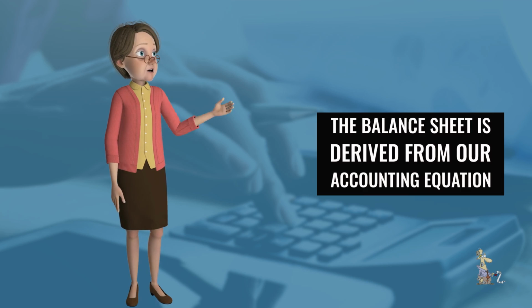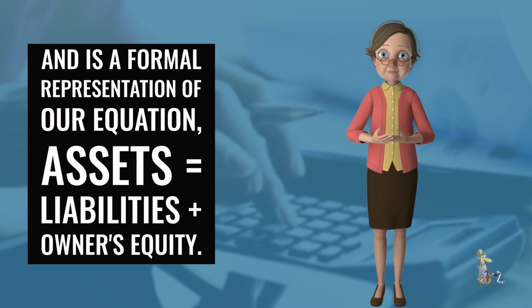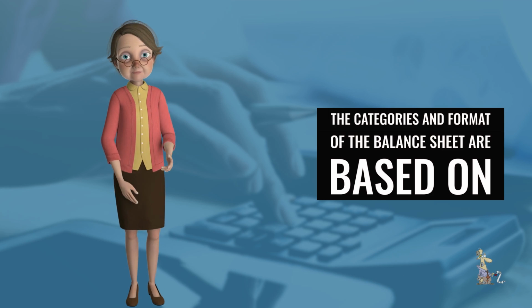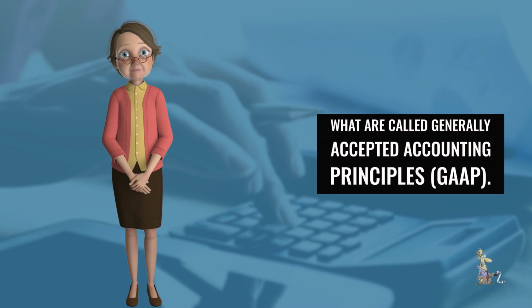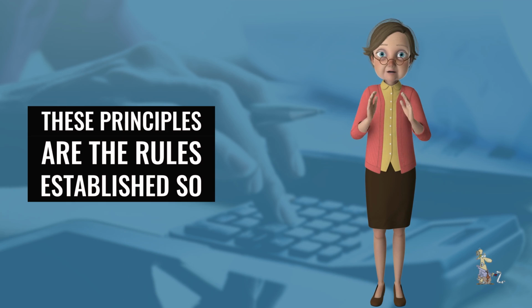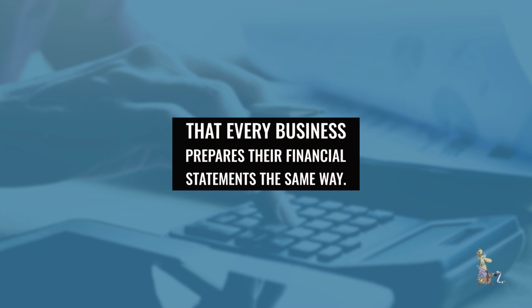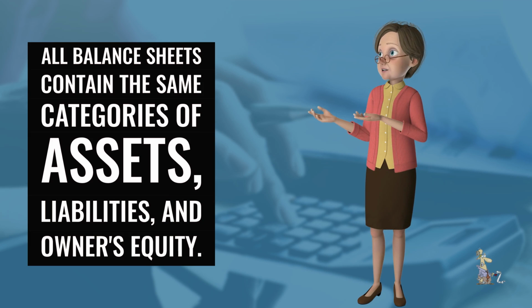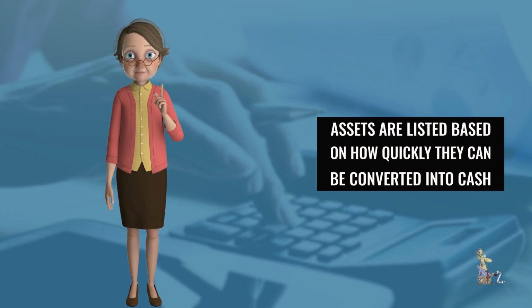The balance sheet is derived from our accounting equation and is a formal representation of our equation: assets equals liabilities plus owner's equity. The categories and format of the balance sheet are based on what are called generally accepted accounting principles, GAAP. These principles are the rules established so that every business prepares their financial statements the same way. All balance sheets contain the same categories of assets, liabilities, and owner's equity.